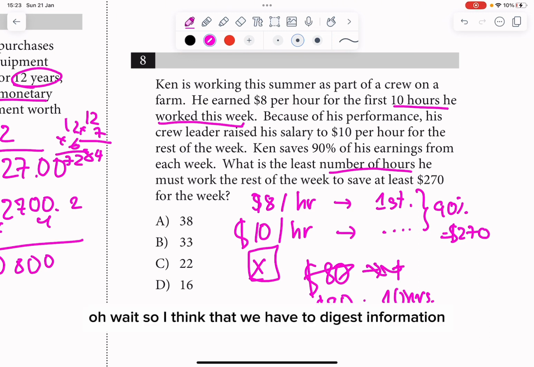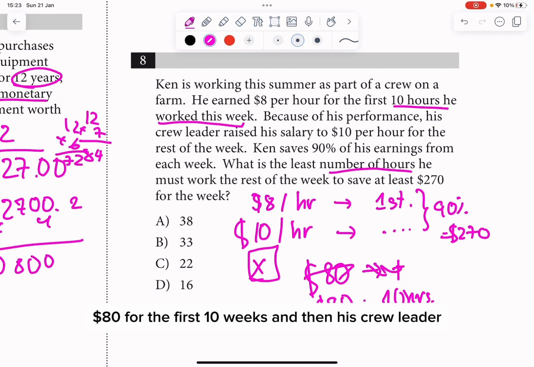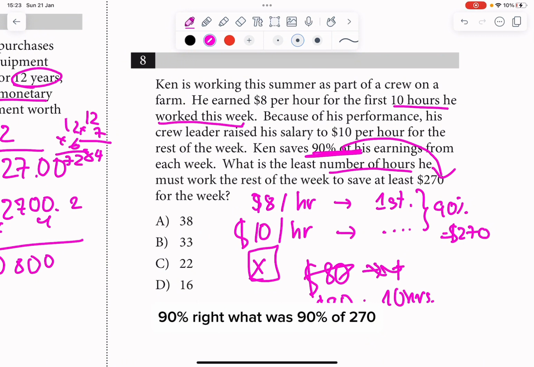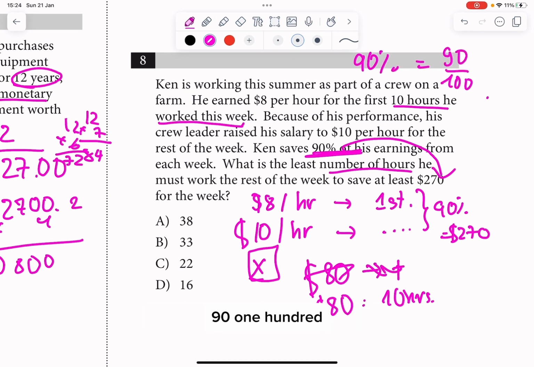Oh wait, I think that we have to digest the information bit by bit. So $80 for the first 10 hours, and then his crew leader raised his salary to $10 per hour for the rest of the week. So it means the savings is $270 for the week. 90%, right? What is 90% of 270? Oh my god, I do not remember how to do those. Percent of the money. Oh, so 90% means 90 over 100, right? So we have to figure out the original money that he worked, and then something like that.